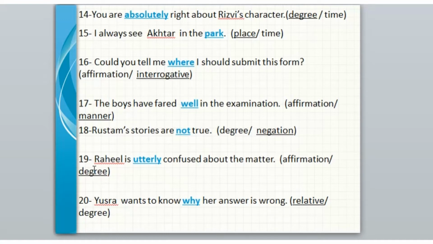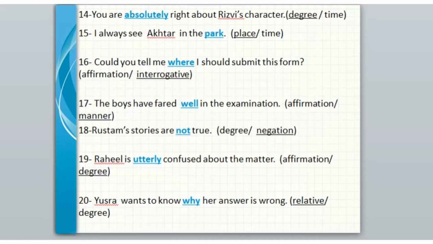Okay, students. Now let's come to number 20. Yusra wants to know why her answer is wrong. The bracket says relative and degree. "Why" is the relative. Okay. So you will underline "why" here and put a tick on top of this option, relative. Okay, students, so we are done with this one. I hope that was easy, and you found it fun and clear.